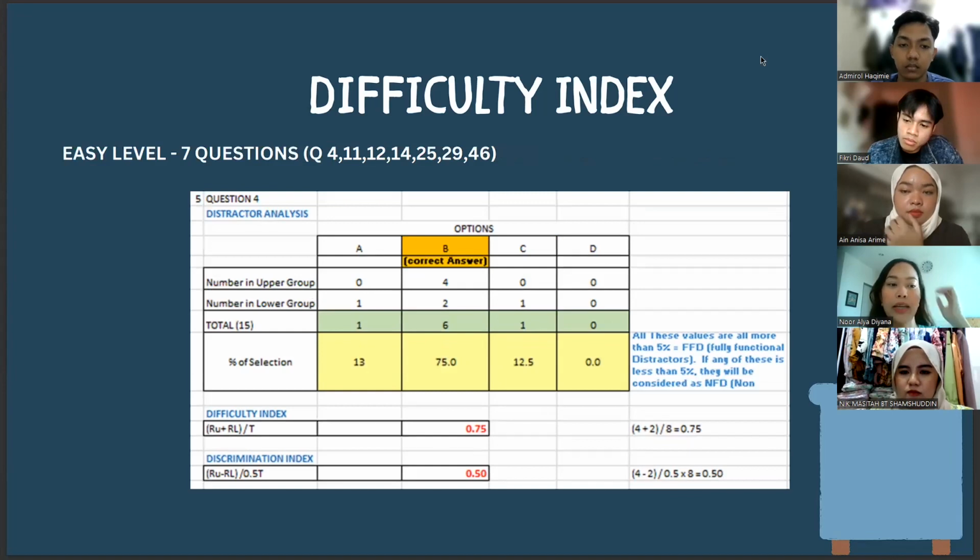Next, we have the easy level questions, which is 7 out of 50 questions. The example is question 4, which has a difficulty index of 0.75, and it is labeled as an easy question because it is between 0.71 and 0.85. Next.